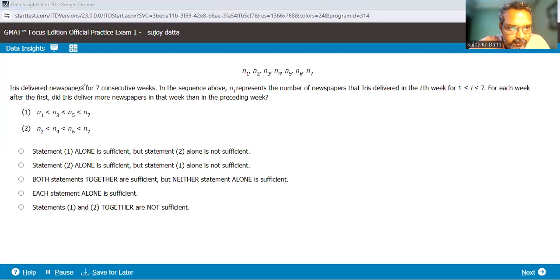Next one. N1 to N7 are the numbers of newspapers delivered in 7 consecutive weeks in the sequence above, where Ni represents the number of newspapers delivered in the ith week. For each week after the first, they deliver more newspapers in that week than in the preceding week. So they're asking, is N2 bigger than N1, and so on. We have N1 smaller than N3. Okay, so is N2 bigger than N1? We don't know.